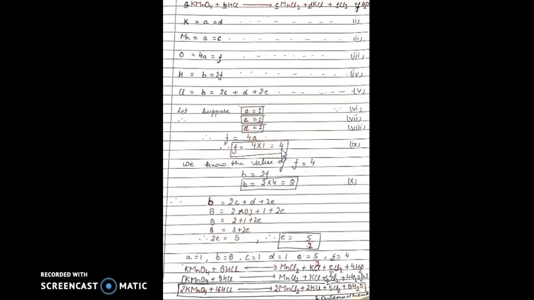Now let's take out the value of B. Here B equals 2F. We know the value of F, so the value of F gets multiplied by 2. So the value of B becomes 2 into 4 equals 8. After that we will take out the value of E. In order to find the value of E, we put all the values of the letter coefficients in equation 5. After solving this, we get the value of E, that is 5 upon 2.